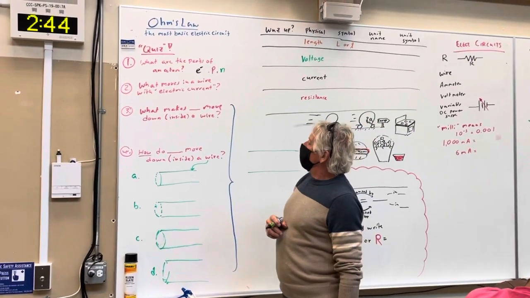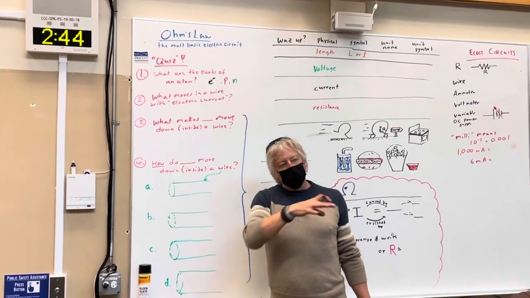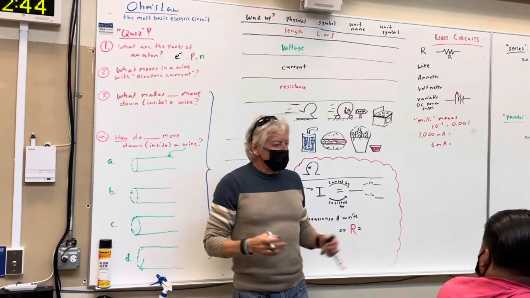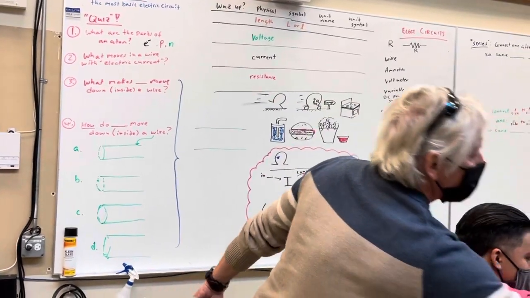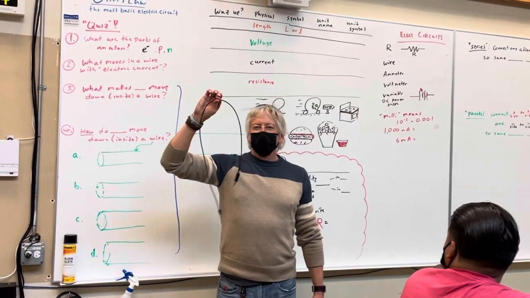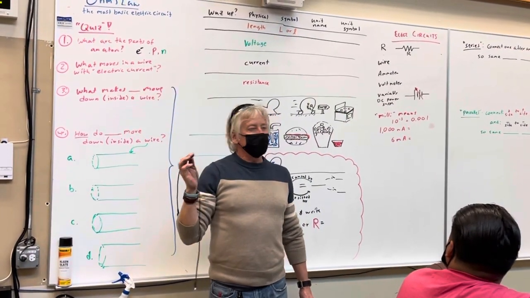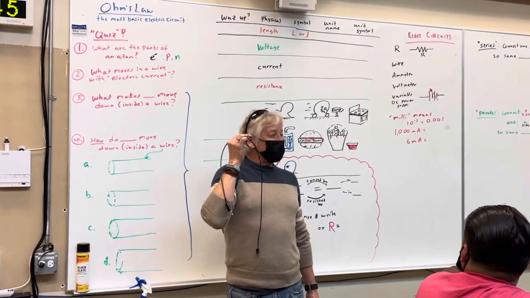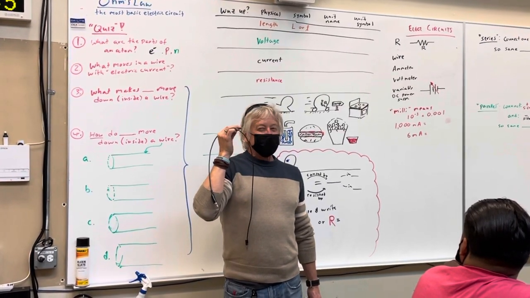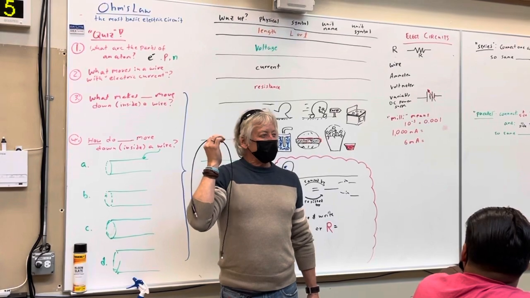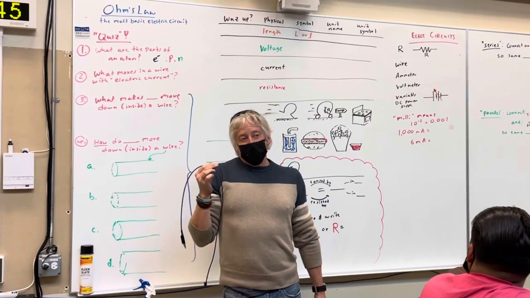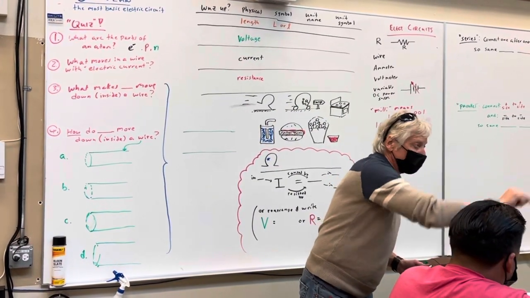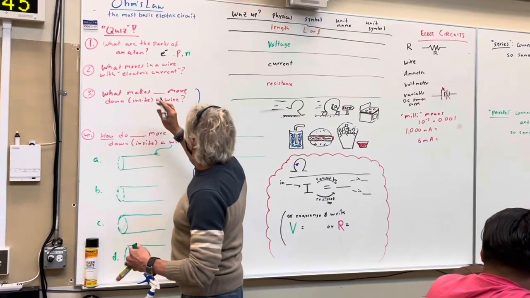Cool. What moves in a wire with electric current? You don't have to memorize this so much. We say there's electricity in the wire. You get a wire and what's moving? What moves to the lights? Anyone know? Electricity, but what's moving? Oh, good. It's a good question to ask them. Okay, the answer is electrons.